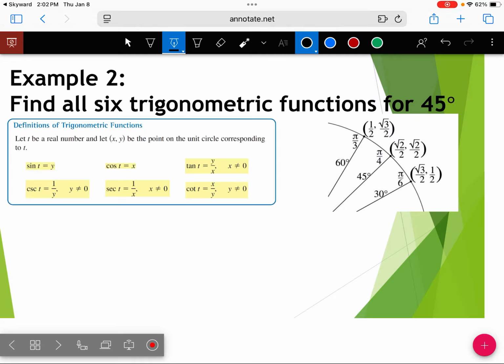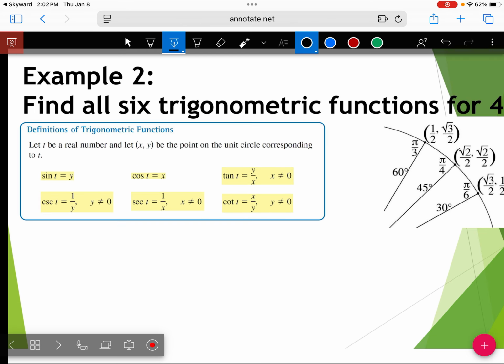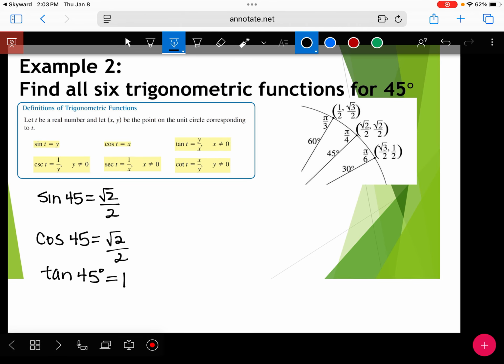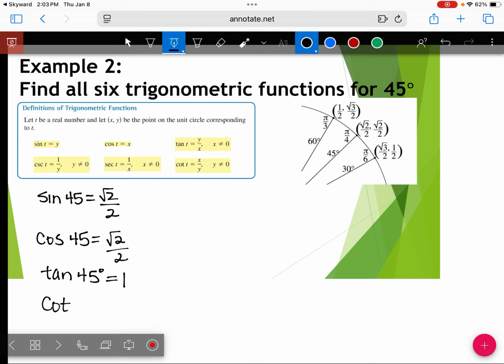All right, let's see what we did. So we should have 4 of them right, like immediately, right? The only 2 that we might be kind of stuck on is the secant and cosecant. So sine of 45 degrees is root 2 over 2. The cosine of 45 degrees is root 2 over 2. The tangent of 45 degrees is 1. And the cotangent of 45 degrees is 1.